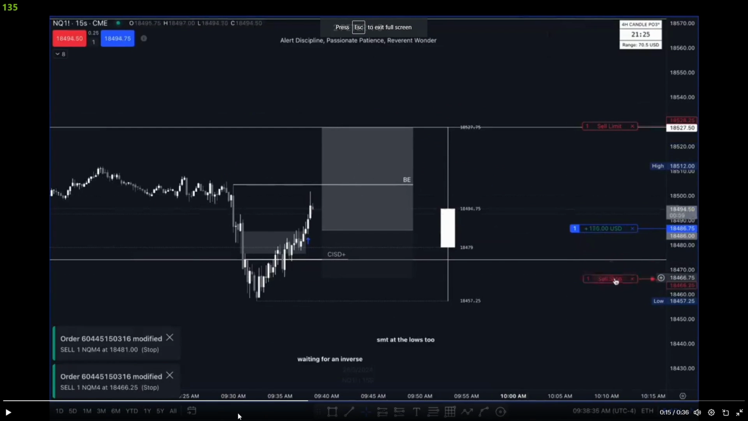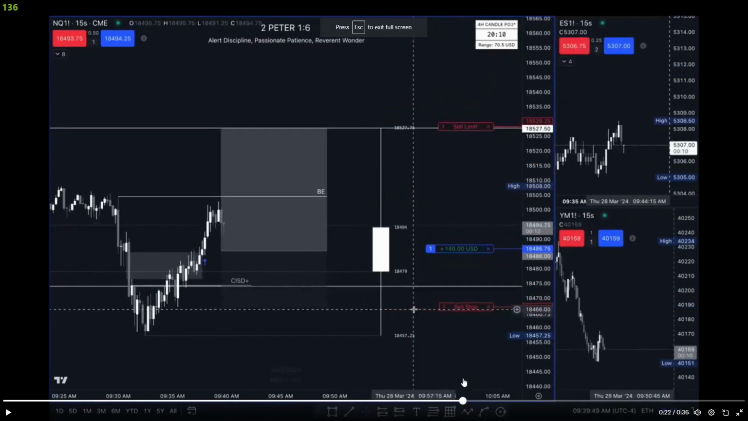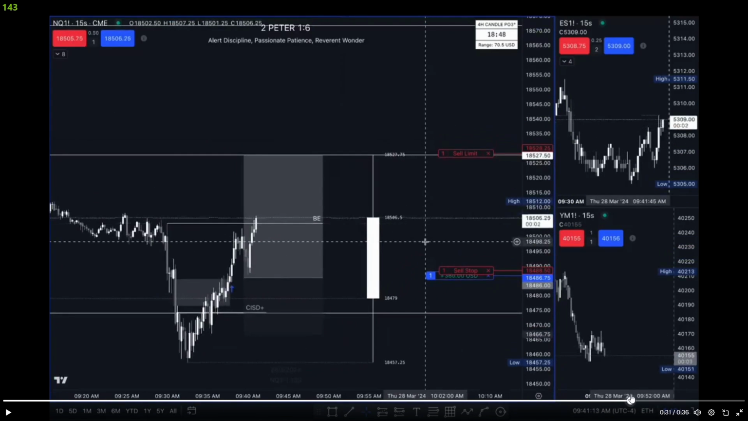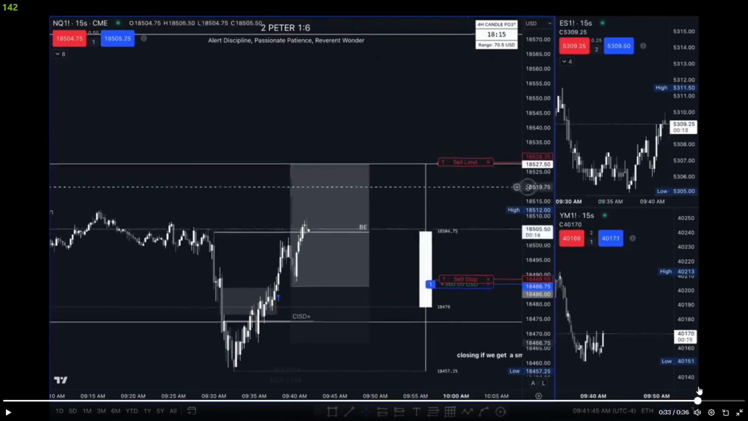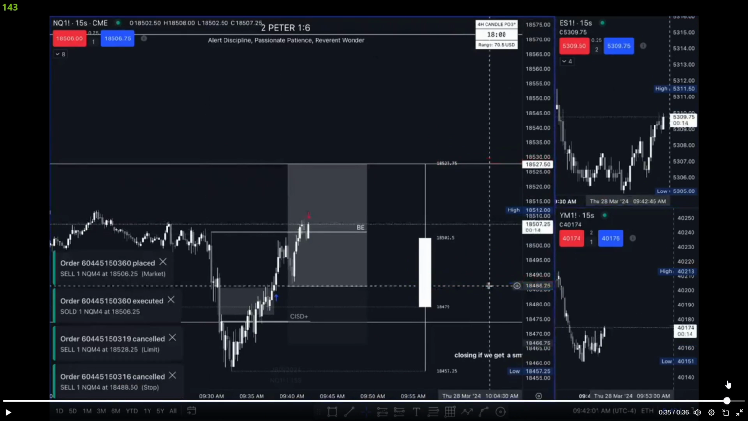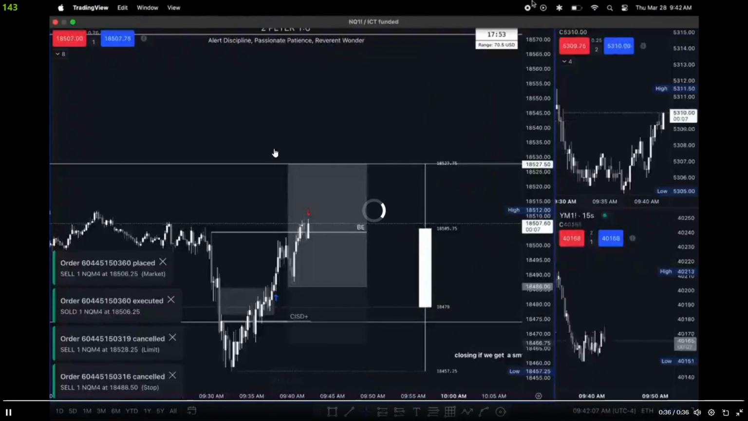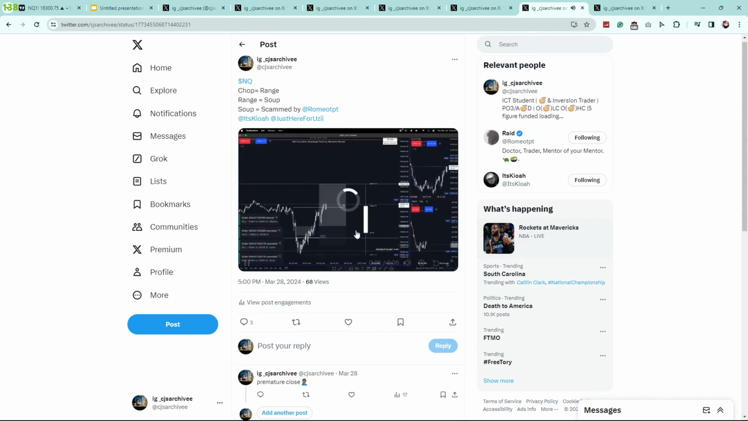Finally, the last example right here, right? We have stop to break even at the low that broke the high. Range low was taken right here. We entered off of an inversion, although we could have entered way below here and got a better entry. But we put our stop at break even, and then we eventually closed because we got an SMT, which was a premature close because price did in fact go up higher.